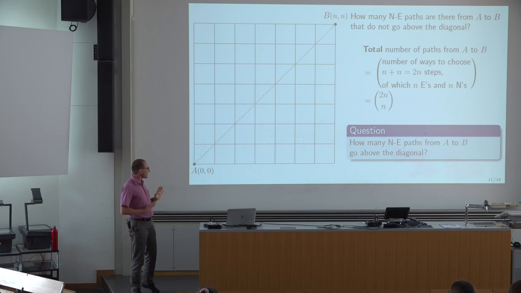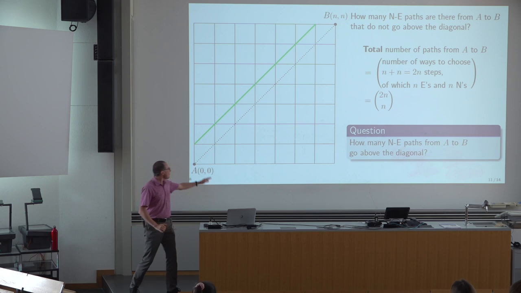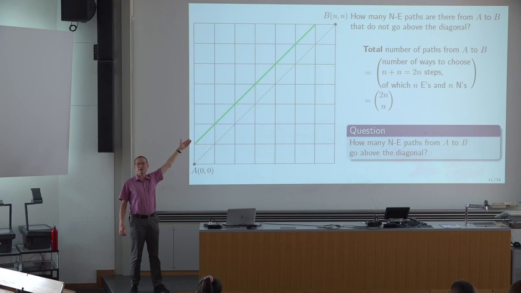So let's see. To go above the diagonal means that it hits this green line. What is the equation of this line, by the way? Very good. Y equals x plus 1. We shift the diagonal 1 unit up.